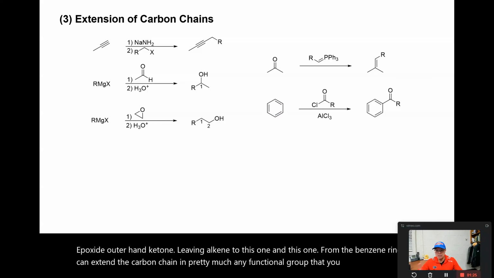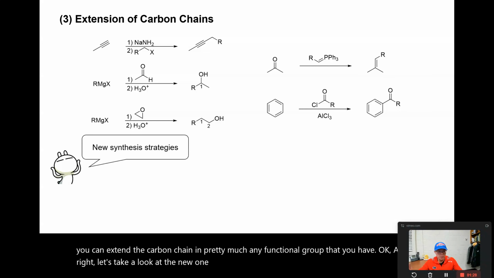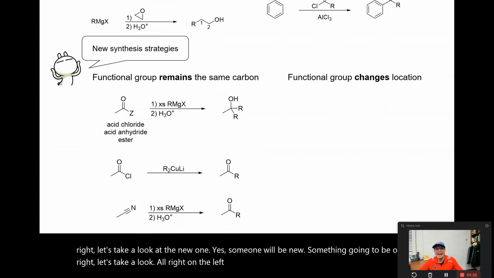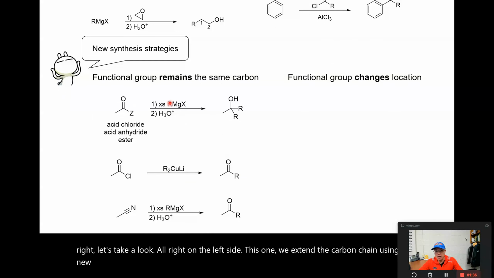Okay, all right, let's take a look at the new one. Something is going to be new, something is going to be old. All right, let's take a look. On the left side, this one we extend the carbon chain using nucleophilic acyl substitution. Grignard attacks twice: one leaves first, you get a ketone, attack one more time, you get these two alkyl groups.